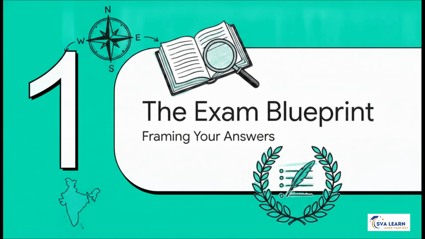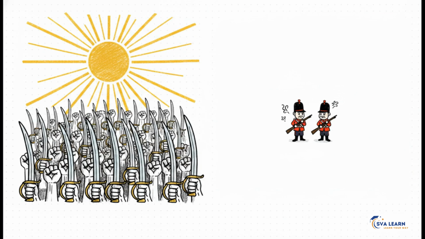All right, part 1, the exam blueprint. Let's get the big picture sorted first. You've got to always remember this key distinction, especially for those tricky 1-mark objective questions. Indian historians proudly call this massive 1857 uprising the First War of Independence because of its sheer scale. Meanwhile, the British historians desperately tried to downplay the whole thing. They literally just called it a Sepoy Mutiny, kind of acting like it was merely a small, contained rebellion by a few angry soldiers. Knowing this difference is absolutely crucial.